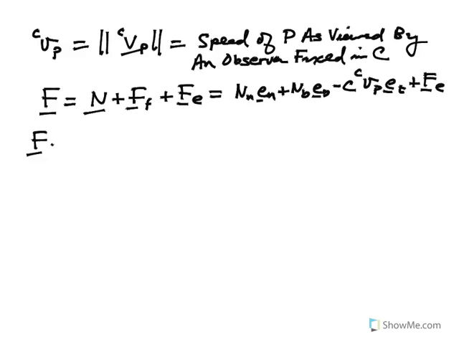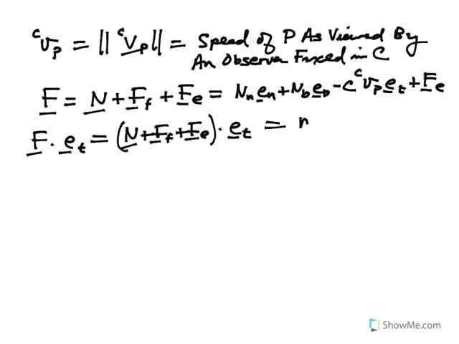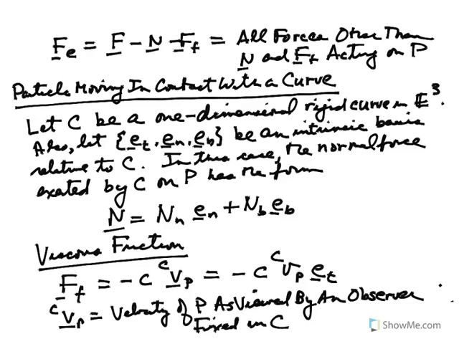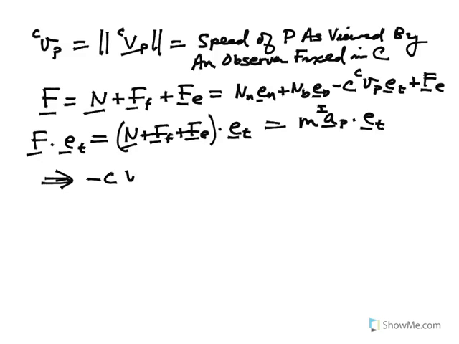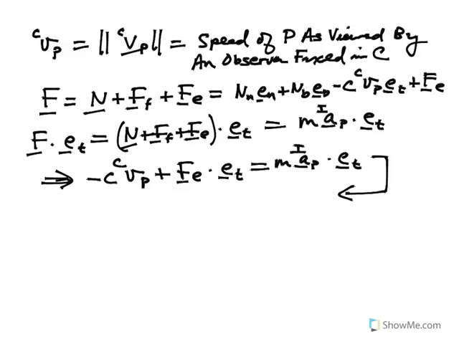So look what happens if I take F dotted with ET. Well, F dotted with ET is equal to N plus F sub F plus F sub E dotted with ET. And that has to equal the mass times the inertial acceleration dotted with ET. But look what happens when I do that. N dotted with ET is 0 because N is equal to N sub N En plus N sub B Eb, and En and Eb are both normal to ET. And then F sub F, if you go back, you'll see that F sub F is equal to minus C times the speed relative to the curve times the tangent vector. So this gives me minus C times the speed as viewed by an observer fixed to the curve plus F sub E dotted with ET is equal to MAPI dotted with ET. And you can see that in this equation, there are no unknown reaction forces. So because there are no unknown reaction forces, this result is the differential equation.